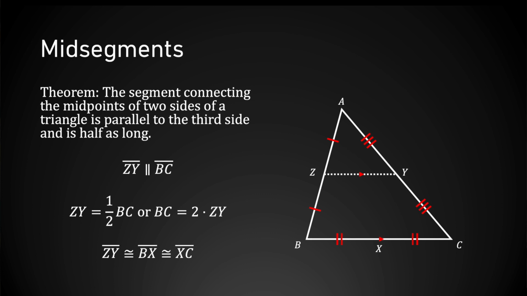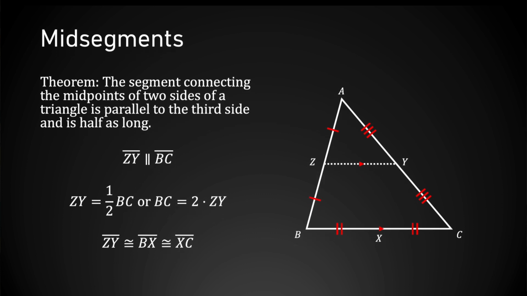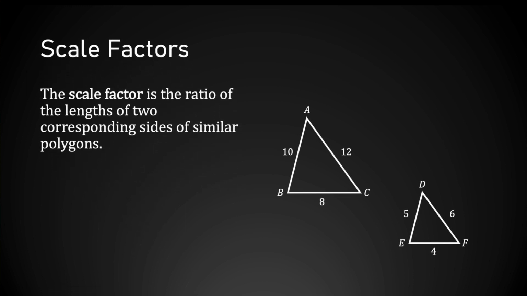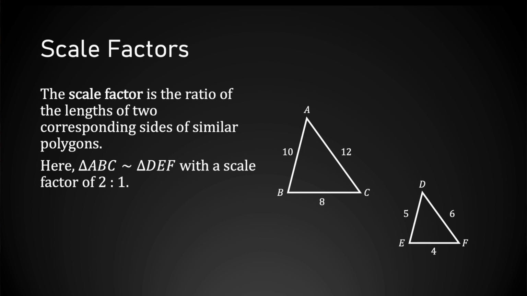I have one more property to introduce, but first we need to talk about scale factors. The scale factor is the ratio of the lengths of two corresponding sides of similar polygons. In this diagram, triangle ABC is similar to triangle DEF with a scale factor of 2 to 1. That means that the ratio of corresponding sides is 2 to 1.